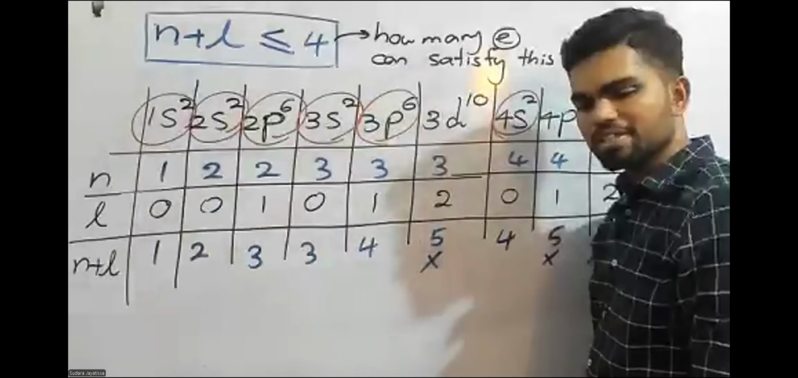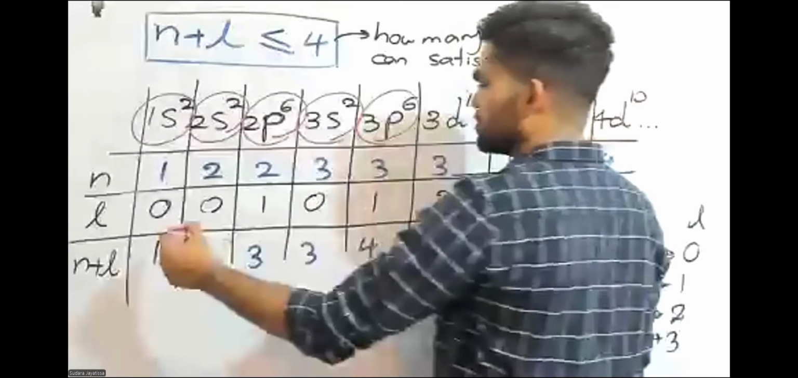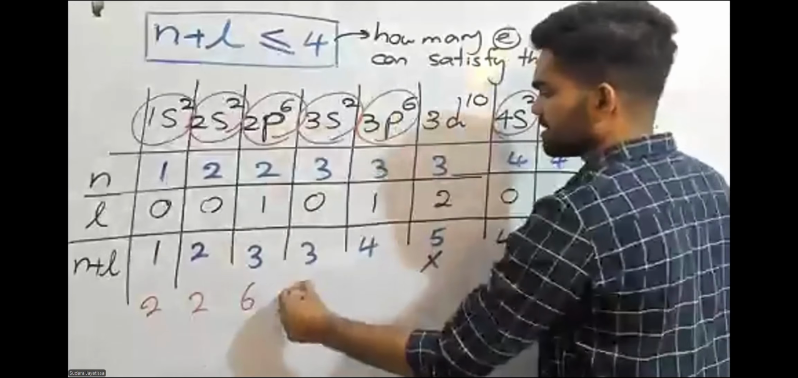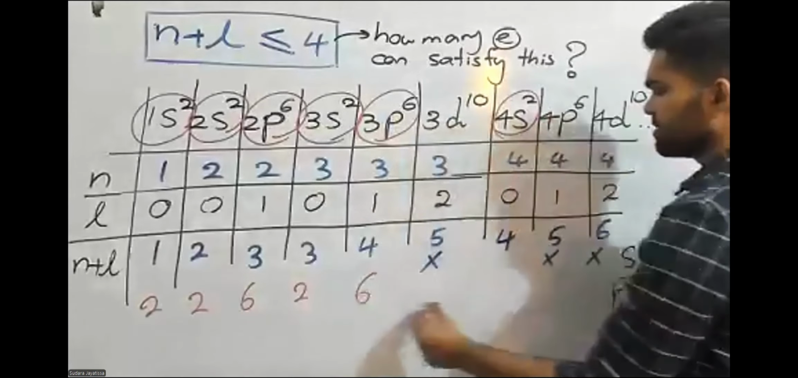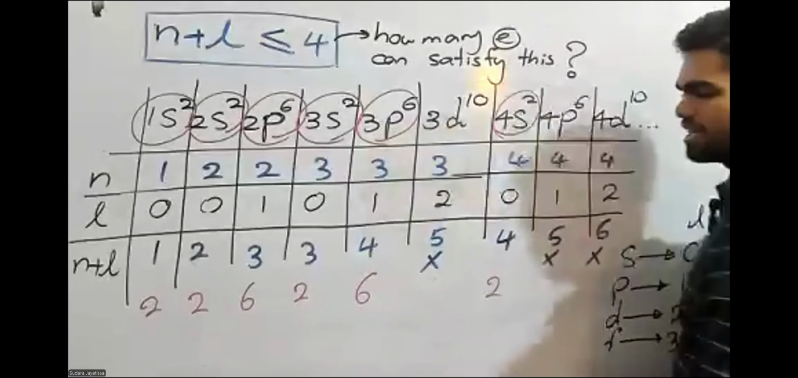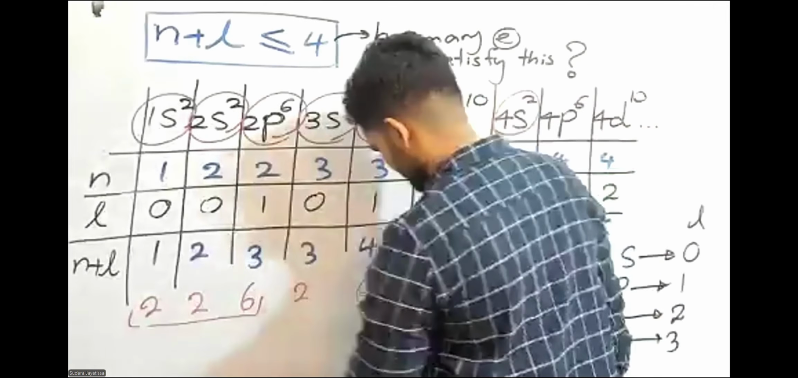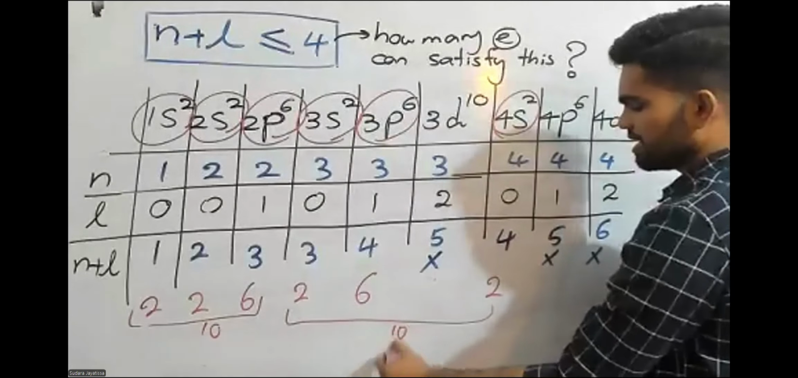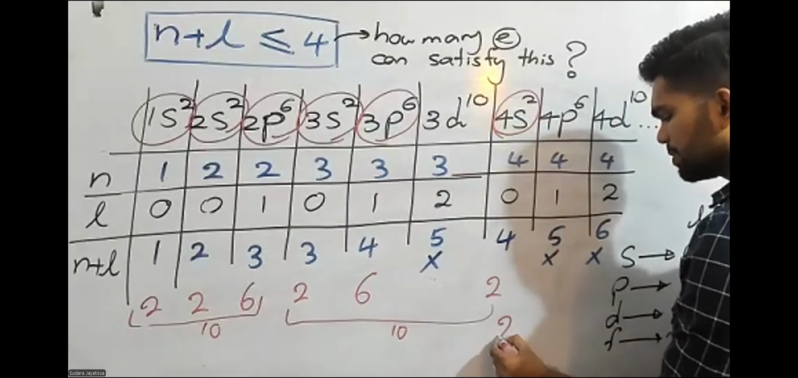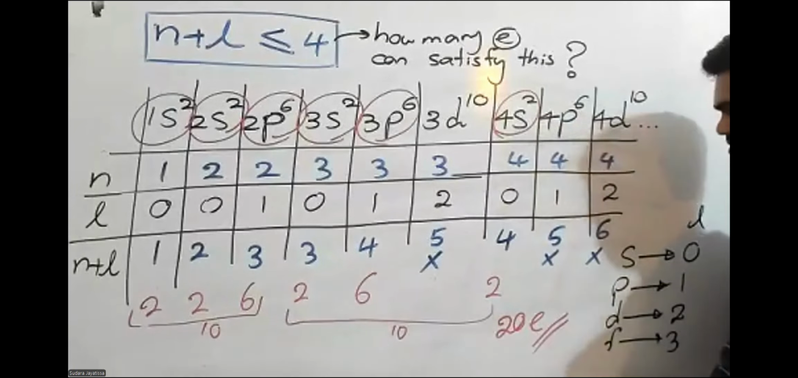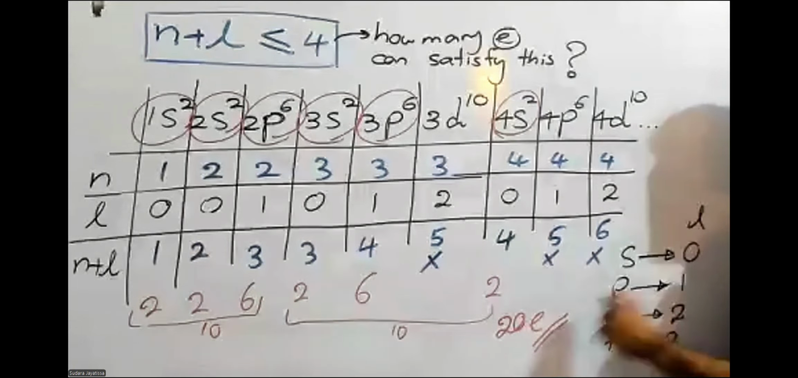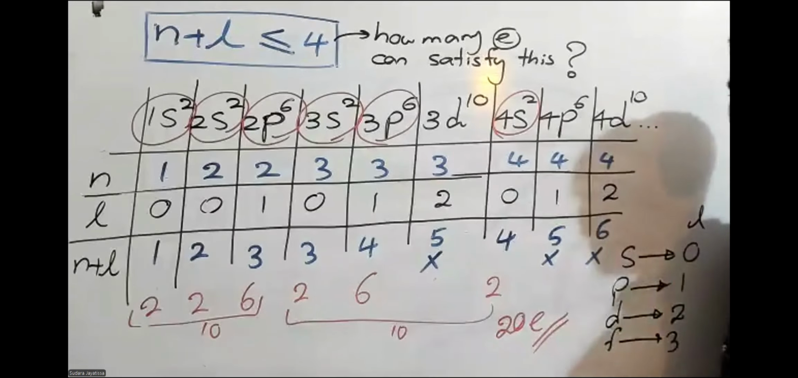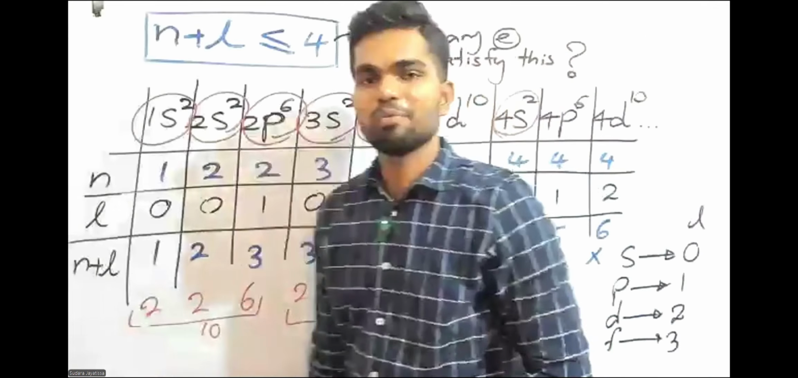So how many electrons are there? Here you have 2 electrons, 2 electrons, 6 electrons, 2 electrons, another 6 electrons, and 2 electrons. If you take the sum, here you have 10, and here you have another 10. So altogether you have 20 such electrons. Understood? 20 electrons satisfy this condition. Okay, so understand the method.